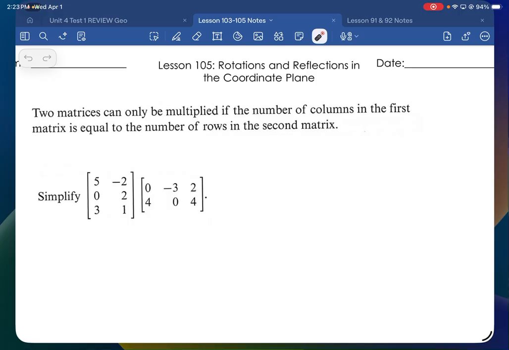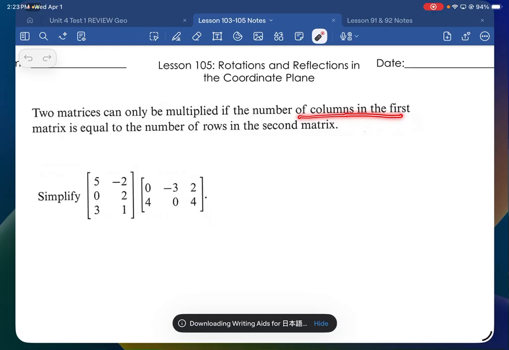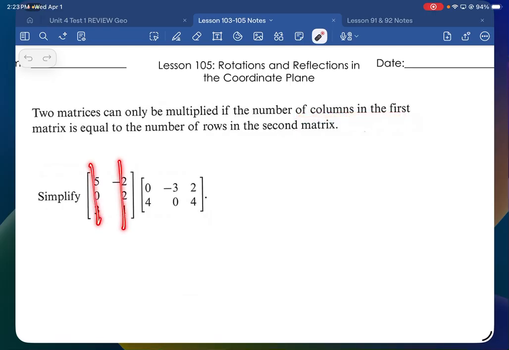So let's start here where it says two matrices can only be multiplied if the number of columns in the first matrix, so see right here, there's two columns, is equal to the number of rows in the second matrix. So see how there's two rows? So you can only multiply if the number of columns in the first matches the number of rows in the second. So once again, two columns, two rows, this can be multiplied. All right, so we're going to go ahead and do it.